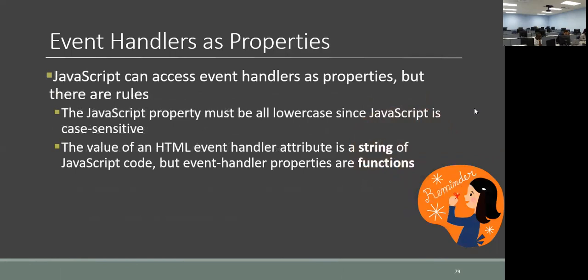So we can literally write event handlers as the program is running and change the behavior of the HTML as it runs. So it's not really called dynamic. Well, it's dynamic, yeah, and then some, right? So look at this part. The last bullet point: the value of an HTML event handler attribute is a string of JavaScript code, but event handler properties are functions. Now, this is a key differentiator where Zachary sort of stumbled on when he was asking.